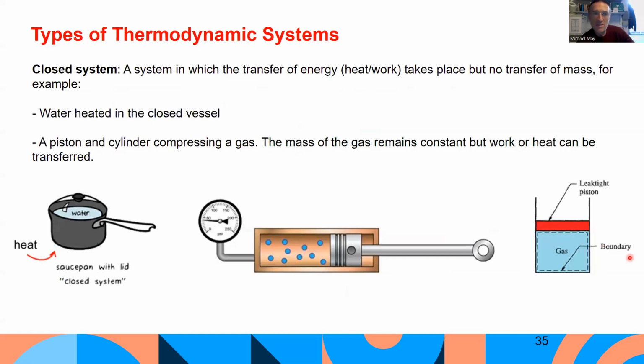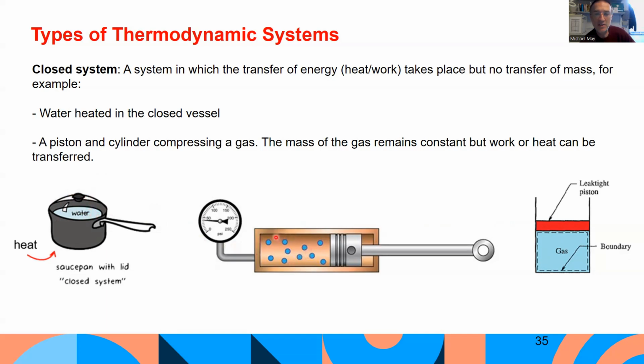A closed system is a system in which the transfer of energy, heat or work, takes place, but no transfer of mass. For example, water heated in a closed vessel. So this time with the pot, we put a lid on it, and the water can't leave in the form of steam. So it's a closed system.